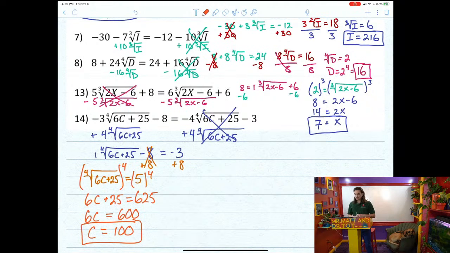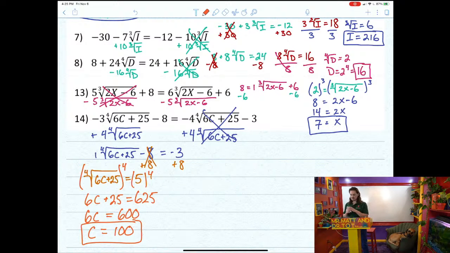Okay, so number 8. We have 8 plus 24 times the quartic root of d, that's a fancy word for the fourth root, is equal to 24 plus 16 times the quartic root of d. So I'm going to subtract away 16 times the fourth root of d on both sides. That's going to give me 8 plus 8 times the fourth root of d is equal to 24.